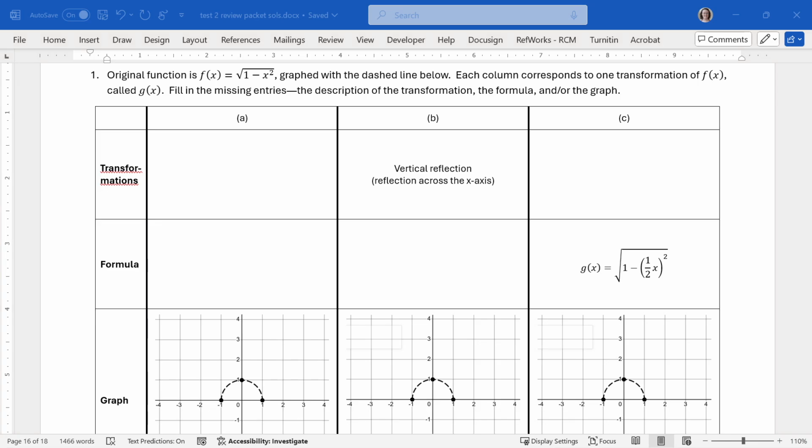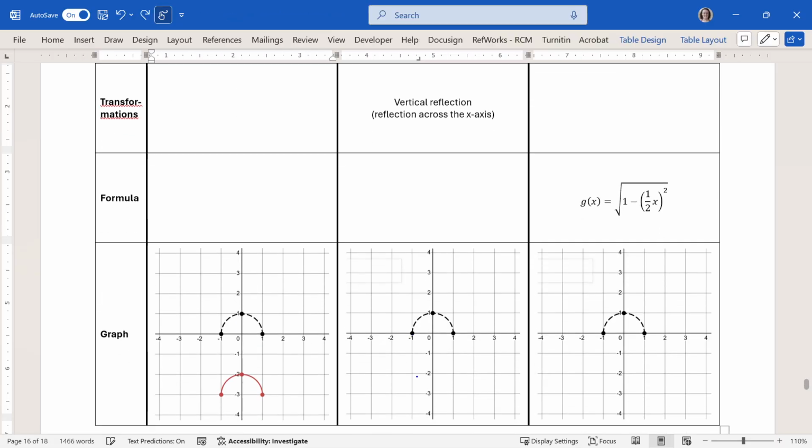Hello everyone. In this video, let's look at some problems about function transformations. So we have a function here where the original function is f of x equals square root of 1 minus x squared, and that's graphed with the dashed line here in each of these graphs. So this is the original function.